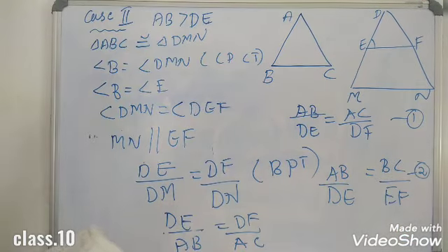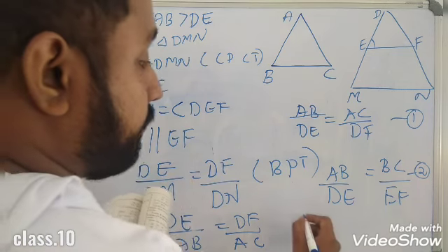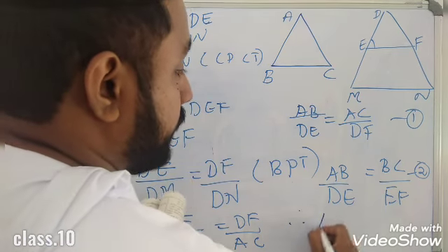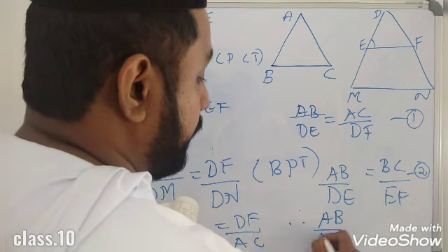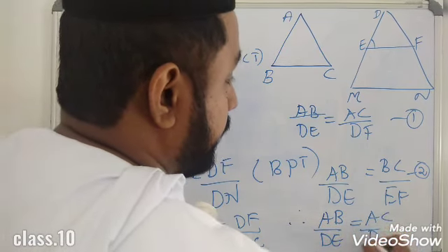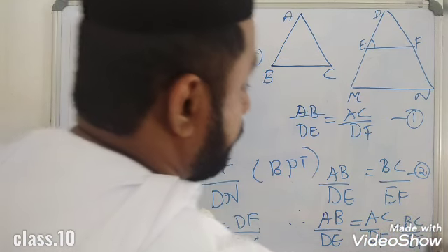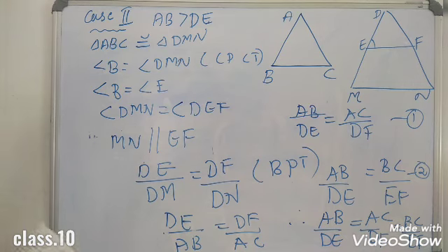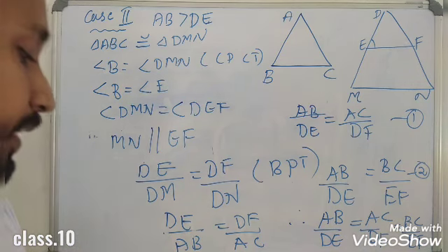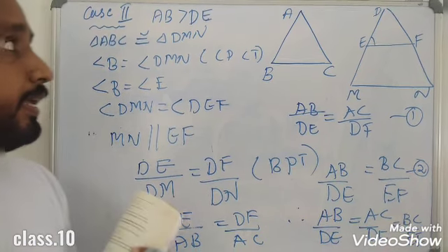Like that, we have proved in the last case AB is equal to DE. So AB by DE is equal to BC by EF. Therefore, from 1 and 2, you can say that AB by DE is equal to AC by DF, which is equal to BC by EF. So all the sides are in proportion. Therefore, we can say that these two triangles are similar. This is the second case.